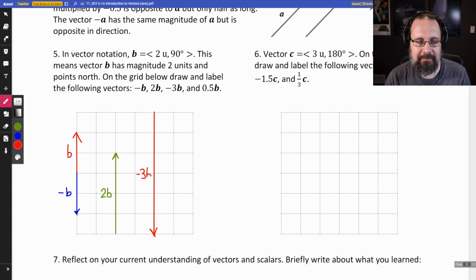And then lastly, half B. Well, 1B was 2 units. So half B will just be 1 unit. So I'll just click to the same point where I had B here, right here. And instead of going up to 2, I'll go half as much to here. And that is 0.5B.